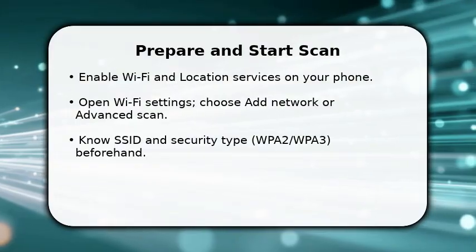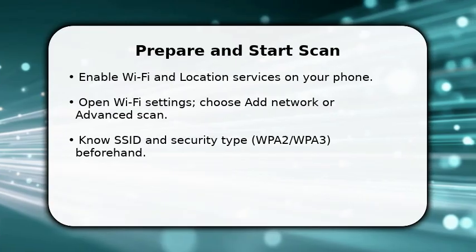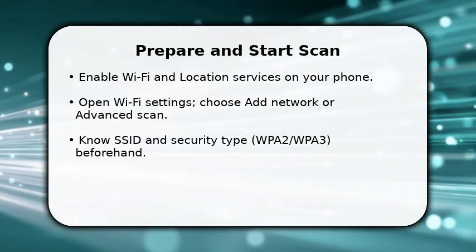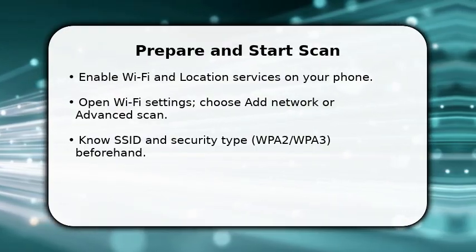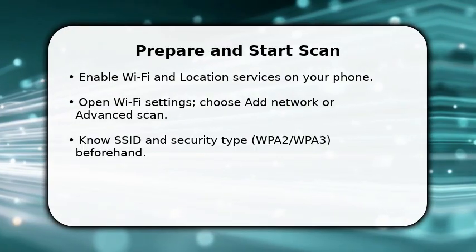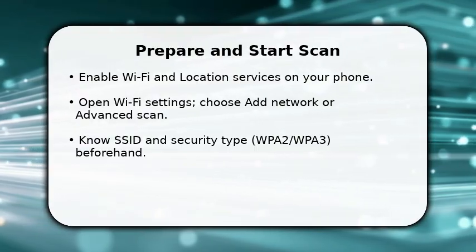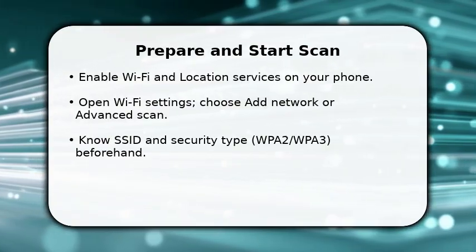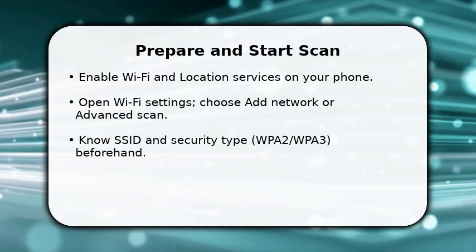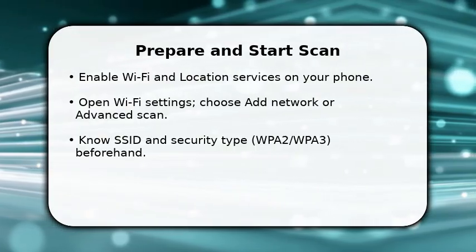You start by enabling Wi-Fi and location. These let your phone detect hidden SSIDs. Once done, open Wi-Fi settings and tap Add Network or Advanced Scan. This begins manual entry. You enter the exact SSID name and select security type. You must match case and spacing exactly because hidden networks won't broadcast. Make sure you have the password ready.